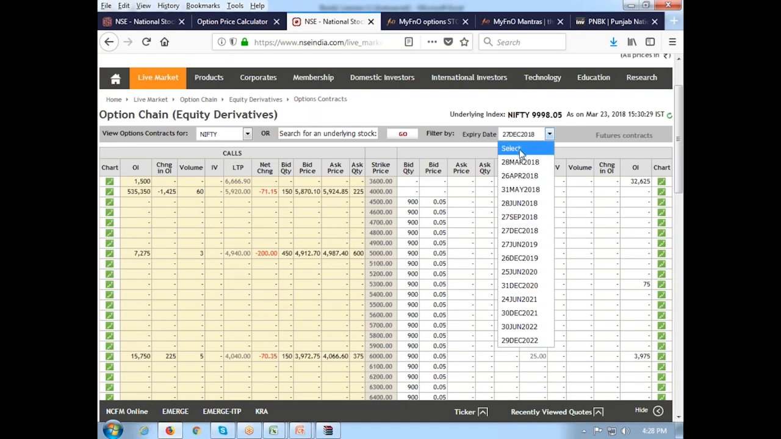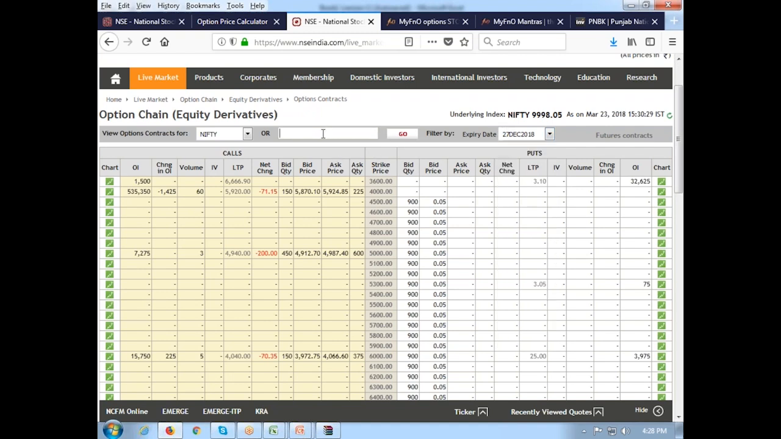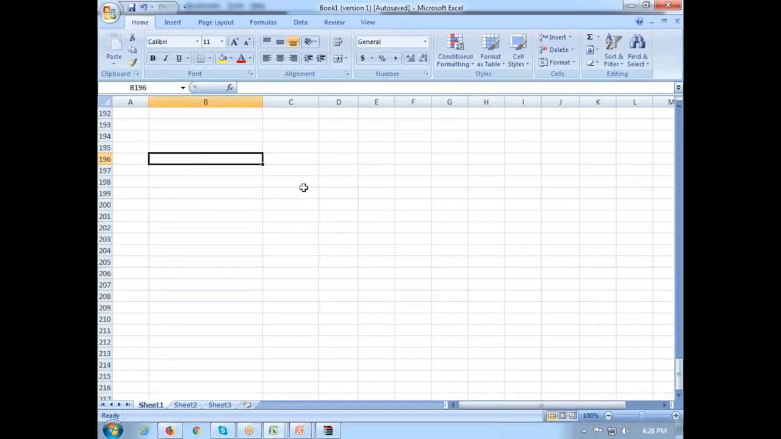Number of expiry in the index option of Nifty is highest. You get expiry till 2022, but that is not the case in stock options. If you choose stock options, the expiry will be only 3 months. For index options, Nifty, Bank Nifty, and stocks.